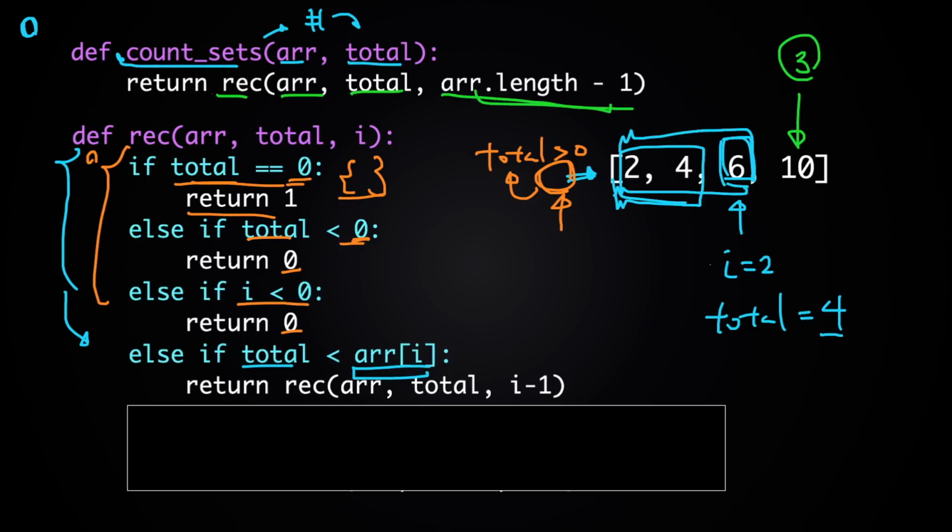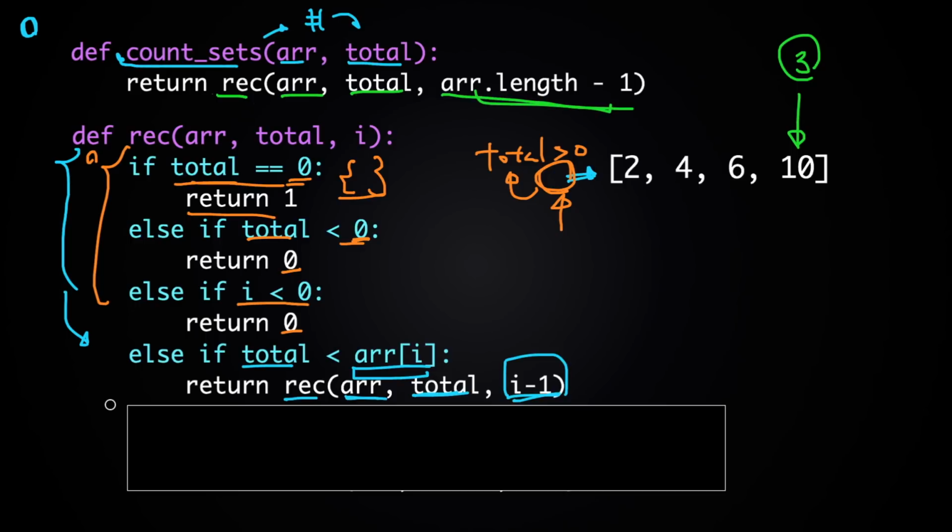To express that, we'll just need to write return rec r total I minus 1. So r and total are unchanged, and we'll just need to go to the next item, or the item that's left to the current item that we're examining.